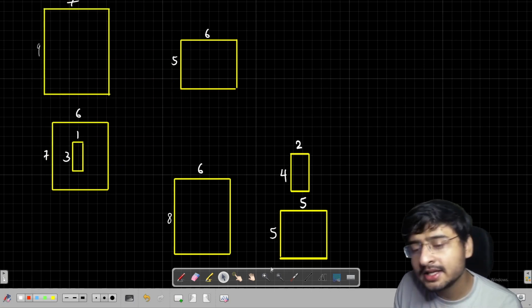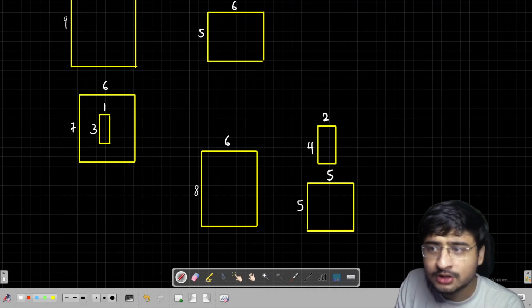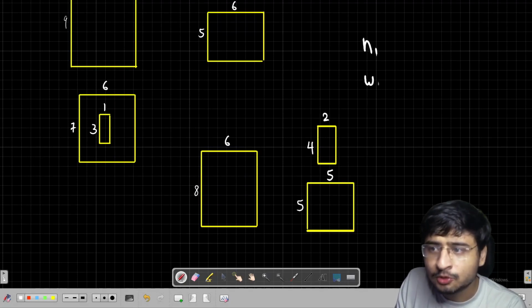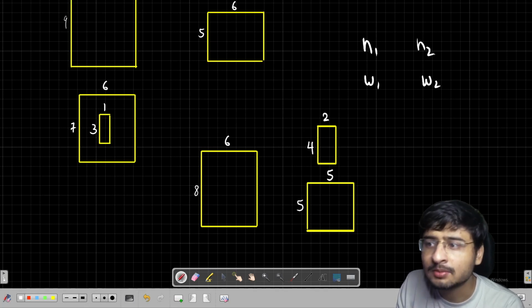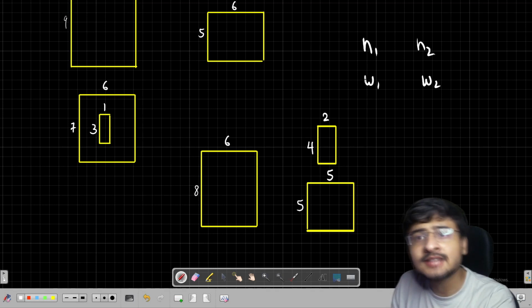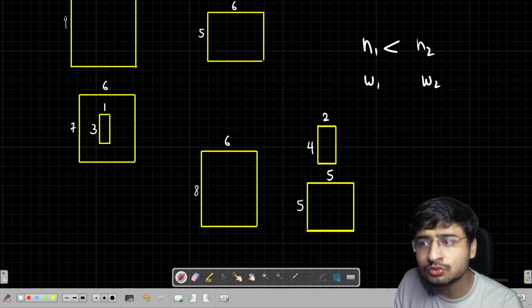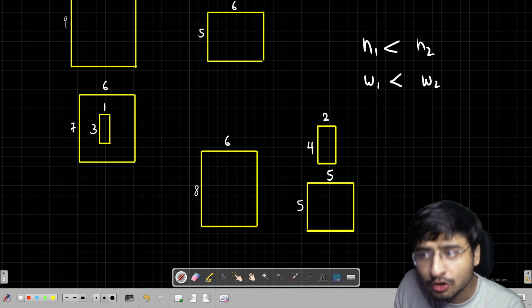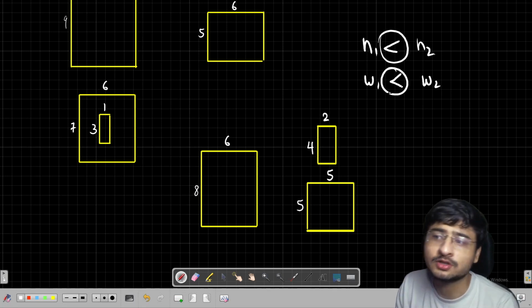And when can any envelope hold some other envelope? This is given in the question. So if for example we are having two envelopes, let's say H1 W1 is the first envelope, and H2 and W2 is the second envelope. I can put the first inside the second only if the height of the first is strictly less than the second envelope's height, and the width of the first envelope is also smaller than the second envelope's. They both have to be strictly smaller, right?